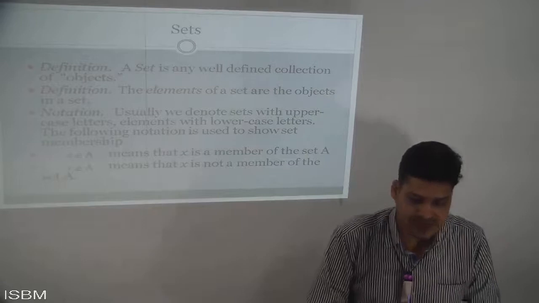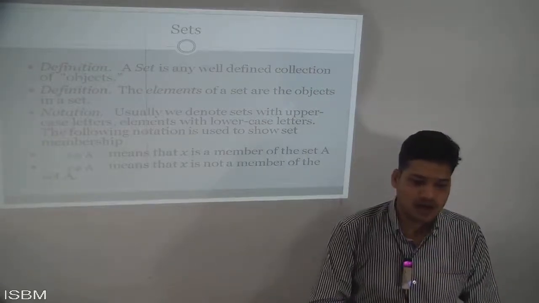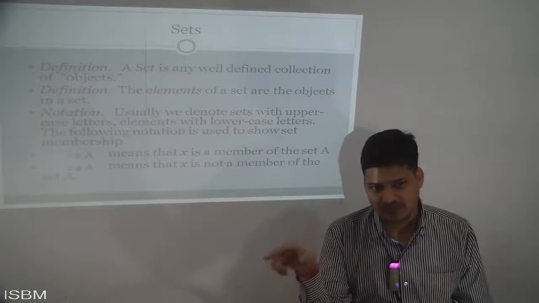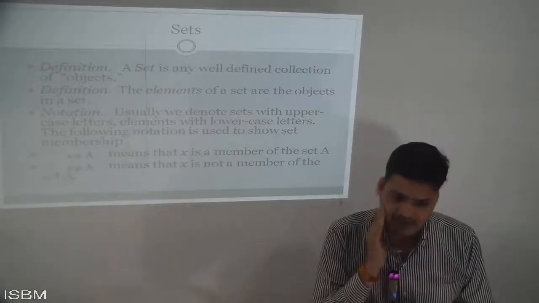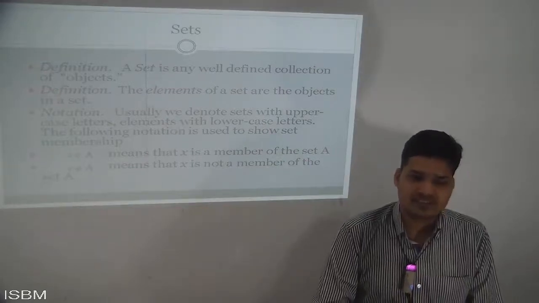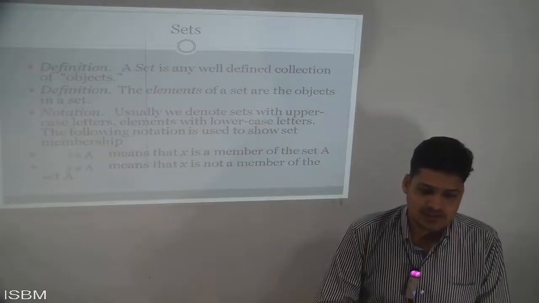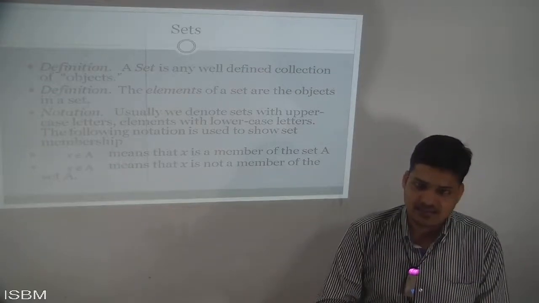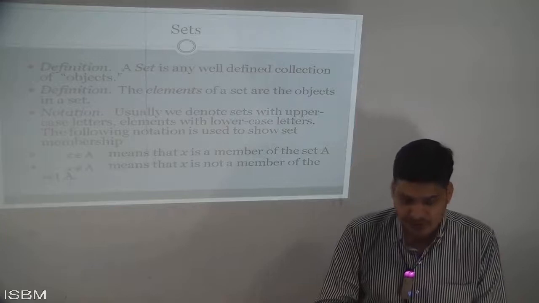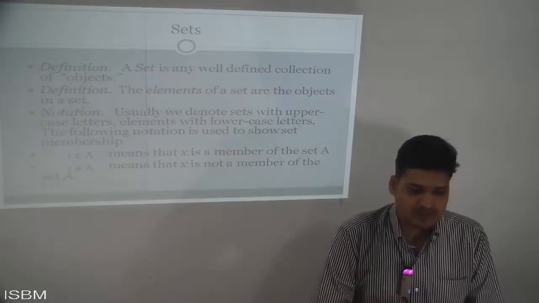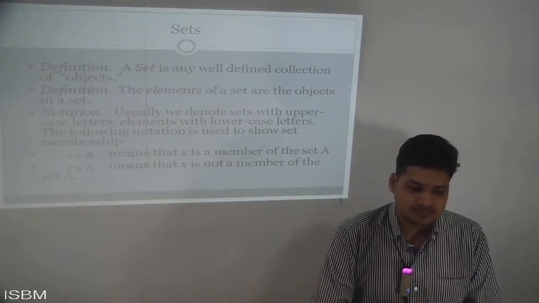We denote sets with the help of curly braces. It's like A is equal to curly braces 1 2 3 4 5. It's a kind of set we are defining. Definition: the elements of a set are the objects in the set. Notation: usually we denote a set with uppercase letters, like capital A. We never denote a set with lowercase letters, so always use uppercase letters for sets and lowercase letters for elements.